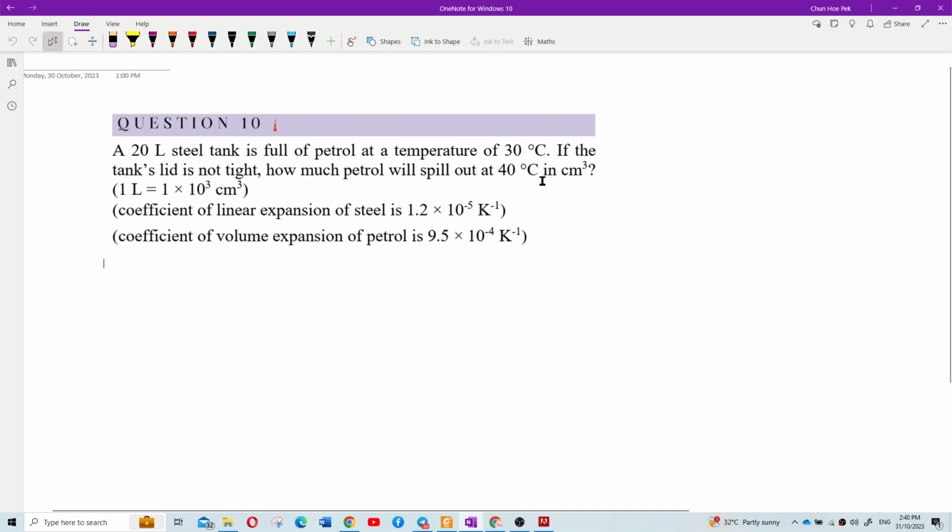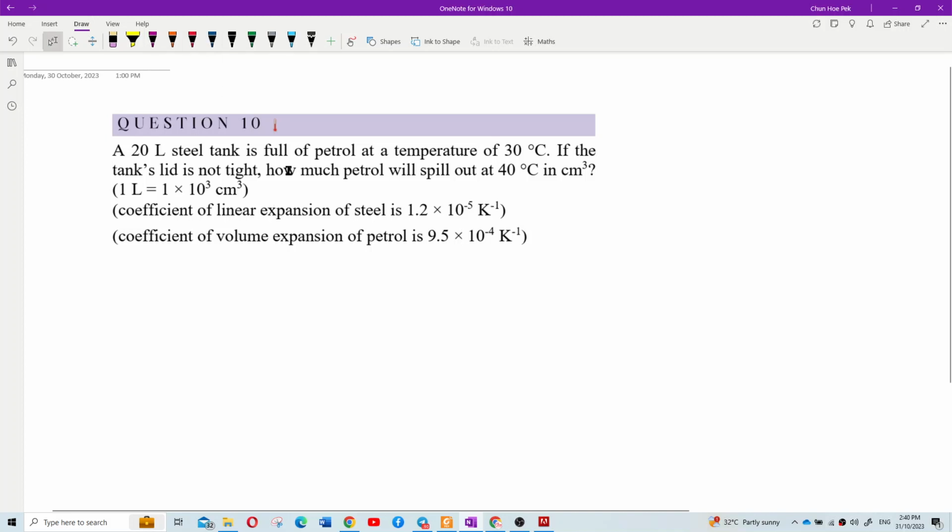What happened? Means the steel tank with petrol is being heated up. Being heated up, everything expands and petrol will spill out. Why petrol will spill out? Since both can expand, but why petrol will spill out? So most probably the steel tank does not expand at the same rate as the petrol. We know that liquid expands faster than solid. That's why the petrol will spill out, because petrol expands faster than the steel tank.